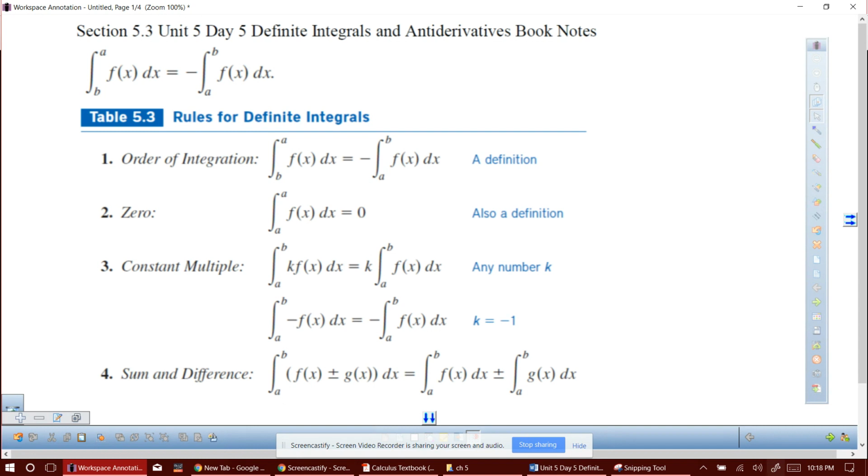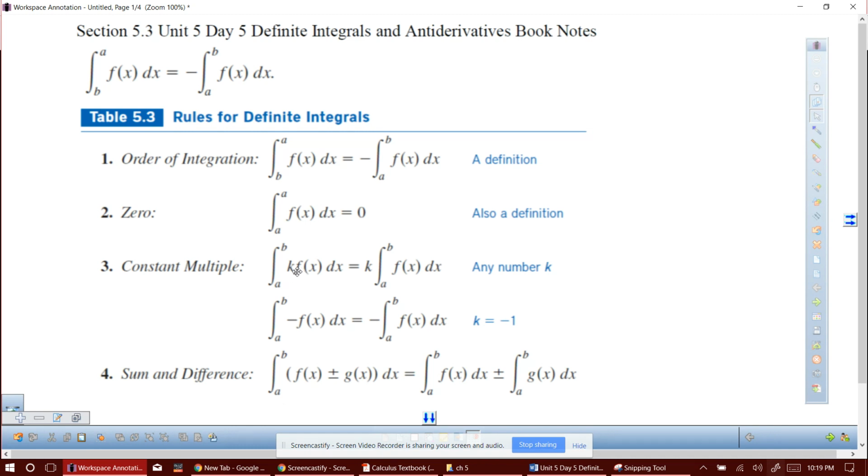The first one is order of integration. Normally we need to go from A to B, but if they are backwards, then we need to put a negative in front of the integral. Most of the time what happens is it's in the wrong order. We switch it and put the negative out in front. All right, the 0 rule says that if I go from A to A, meaning I don't have any space, obviously I can't have any area under the curve.